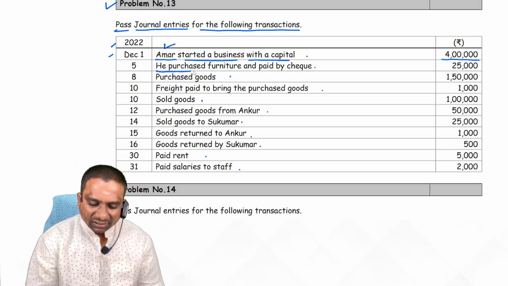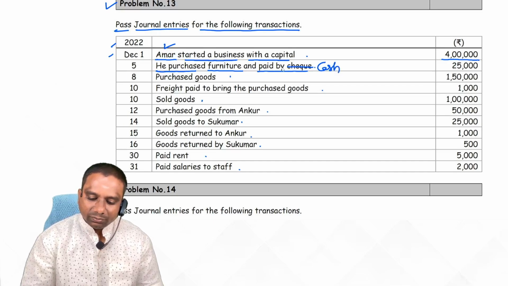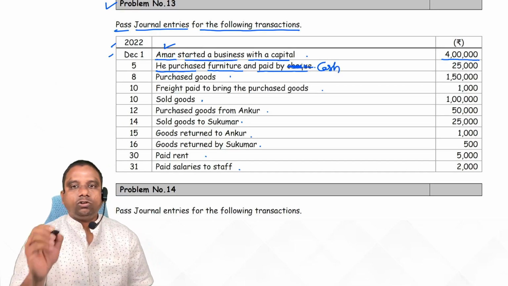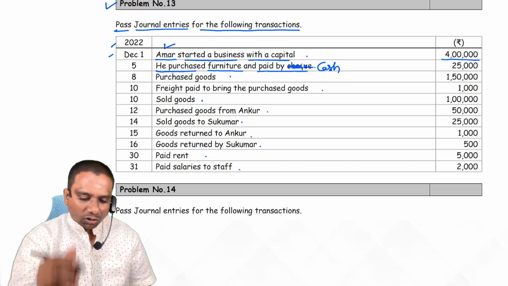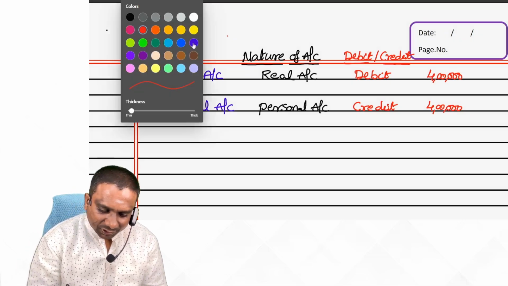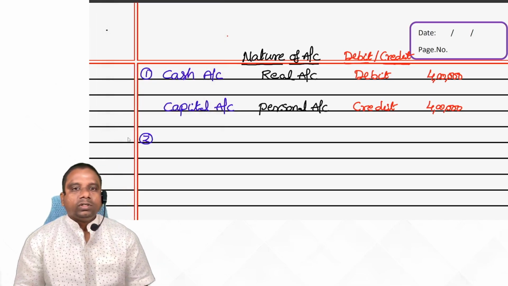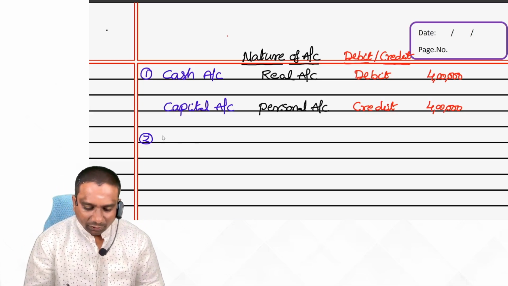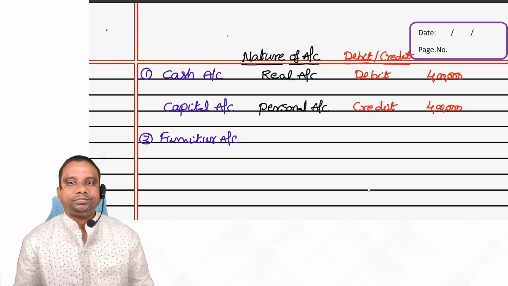Second one. He purchased furniture and paid by, it is not cheque, students, paid by cash. Just strike it off and write down paid by cash. How much? 25,000. Now, tell me the analysis first. What is the receiving aspect? Sir, furniture is the receiving aspect. Very good.